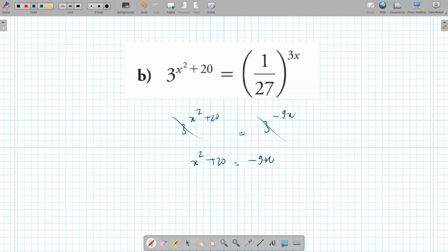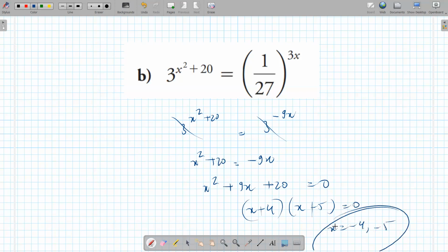Can you move the minus 9x to the other side? Yeah. It becomes a plus 9. Now what? You subtract 20. No. It's a quadratic trinomial. So I'll give it to you. It's 4 and 5. Positive 4, positive 5. So x is negative 4 and negative 5, and we're done because we're being asked to solve for x.